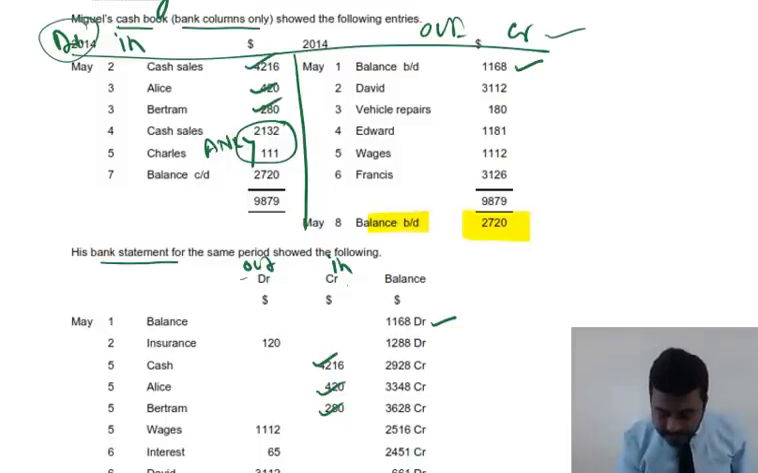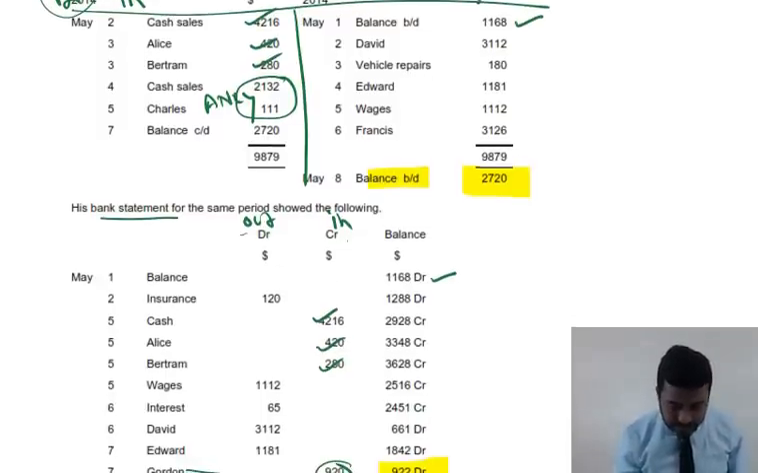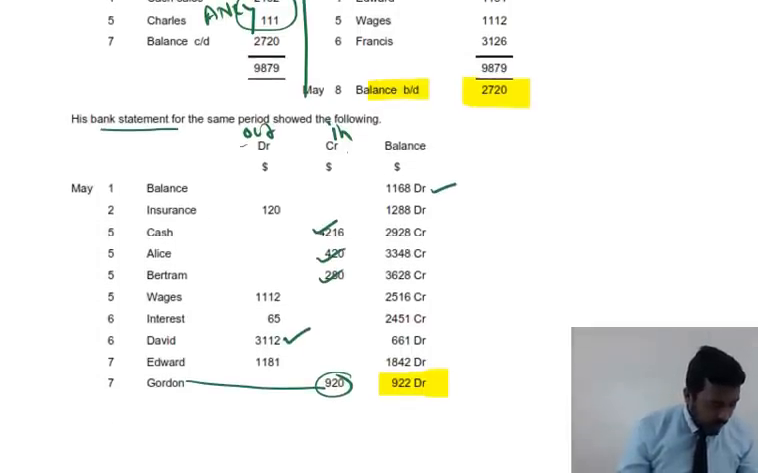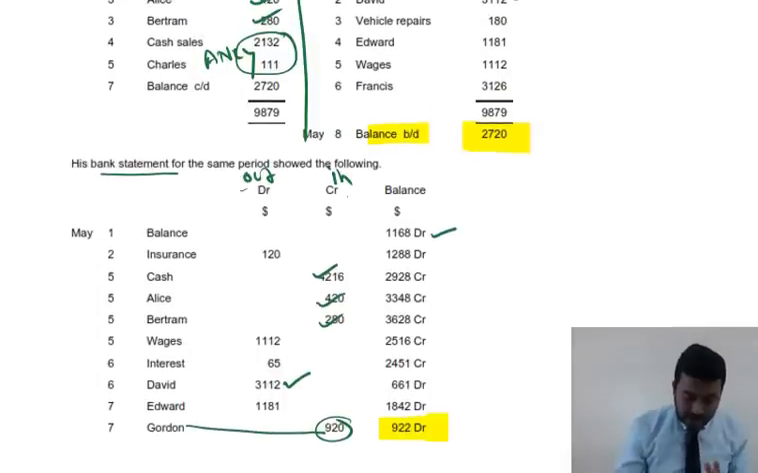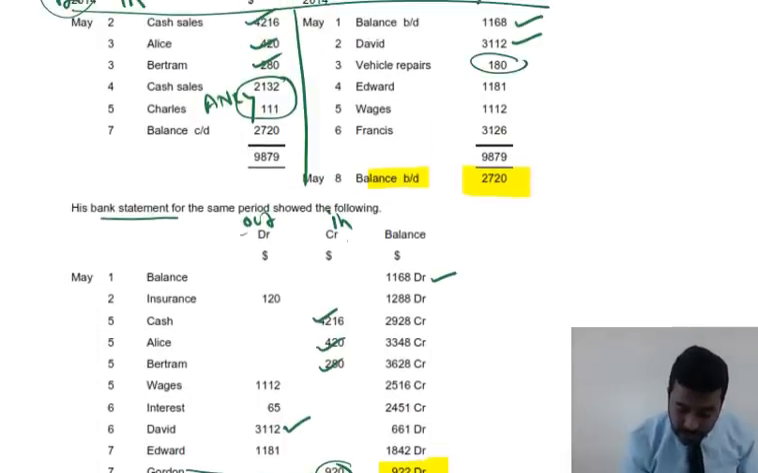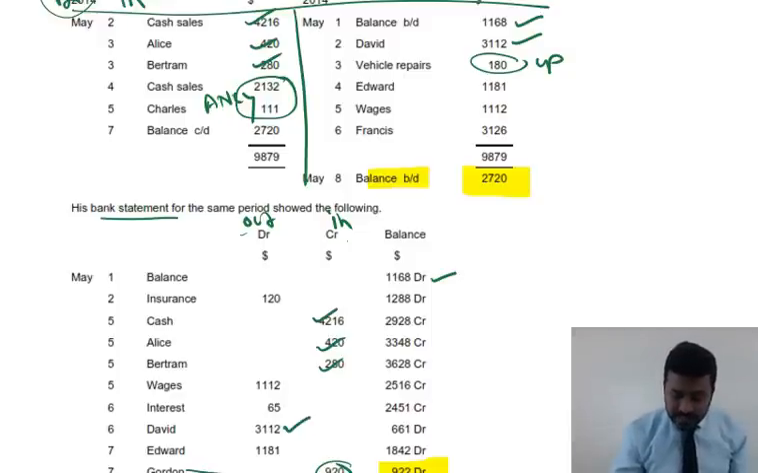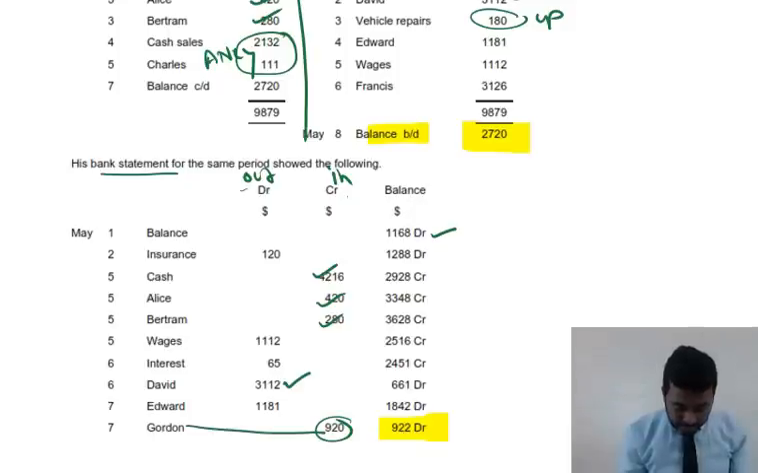David, we paid David 3112. Let's see. Yeah, I see it on the bank statement and the cash book, ticked off. 180 vehicle repairs. Look for it. Oh no, 180 is not there. I don't see it. It's not in the bank statement, so it could be our unpresented cheques, which we'll take into the bank reconciliation statement. 1181, I have Edward, ticked off from bank statement and cash book. 1112, yes, bank statement and cash book.